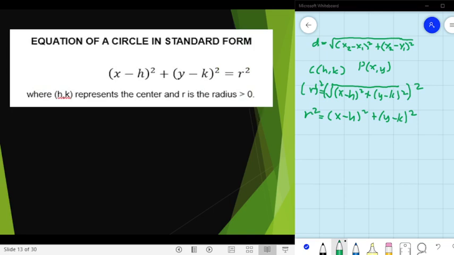Where (h, k) represents the center and r is the radius, which is greater than 0. So, di pwede nga ang imong r mahimong negative. Diba? What will happen to the circle when your r is negative? So, dili na nimo ma-drawing.